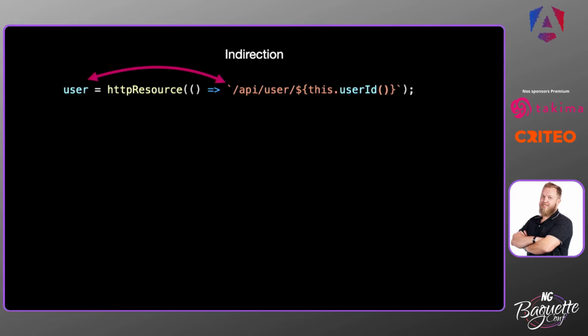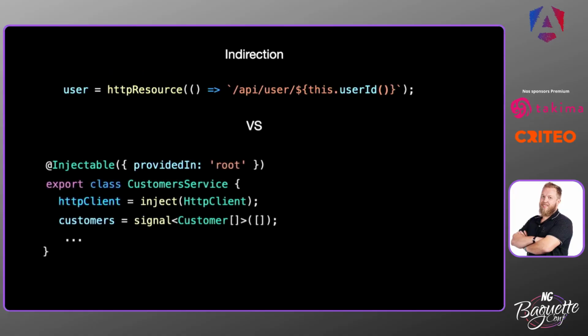Indirection is a different kind of pattern, and again, very useful as well. Indirection allows us to keep the source of truth for the data somewhere, and then when we need to change or affect that, we call something else. Let's look at an example. For example, we have this customer service. Again, we inject the HTTP client, and we have customers as a signal, right? So our customers becomes this reactive source of data.